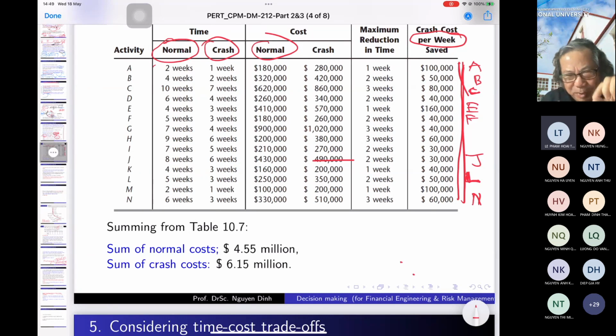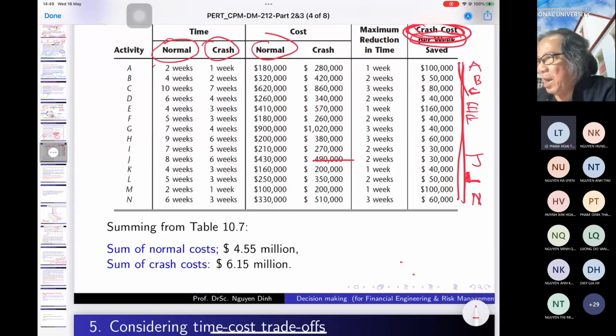If you reduce 1 week, then the length of the project will reduce 1 week. Is that okay? And so if we want to reduce the length of the project, we should reduce one of these nodes. And among these nodes, which one we should reduce? Very easy. It's very natural. You look at the crash cost.